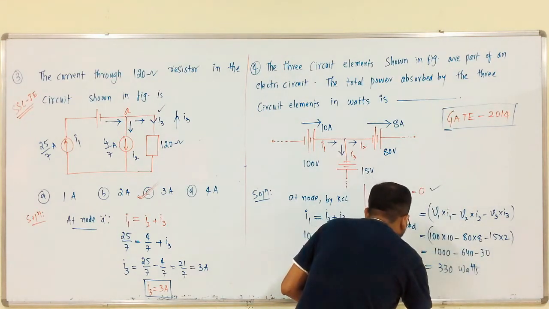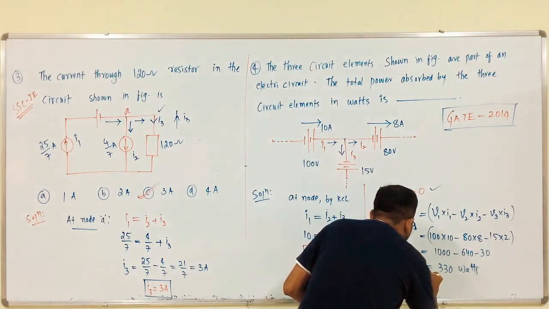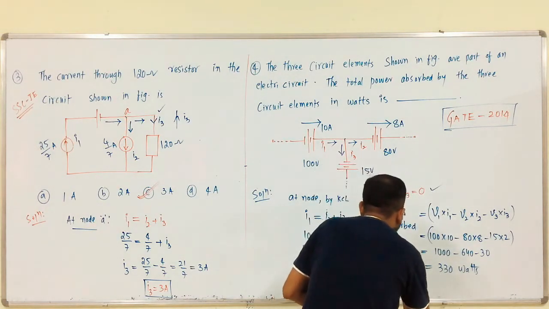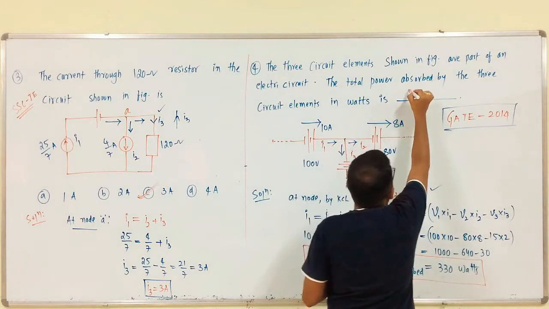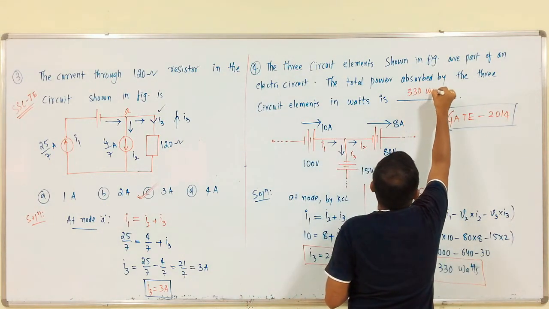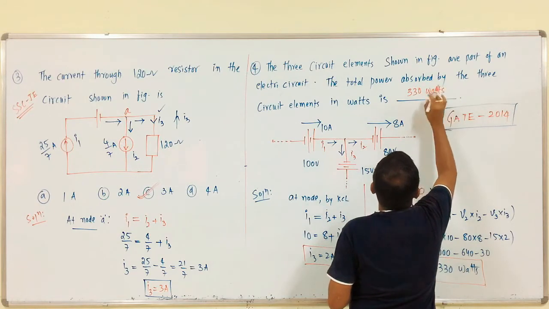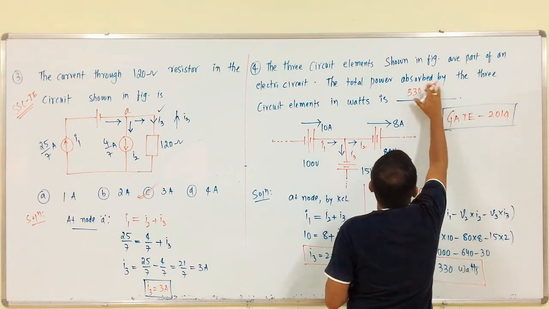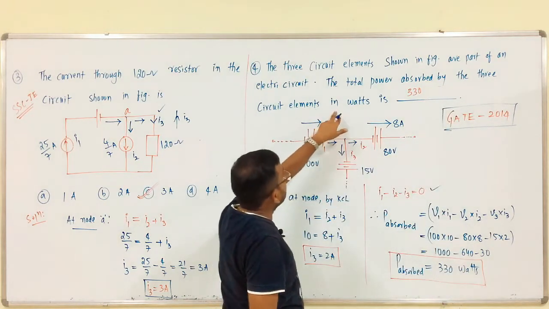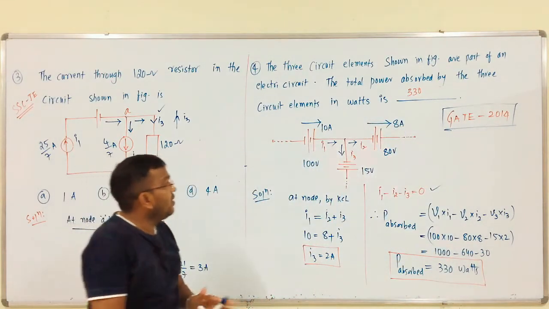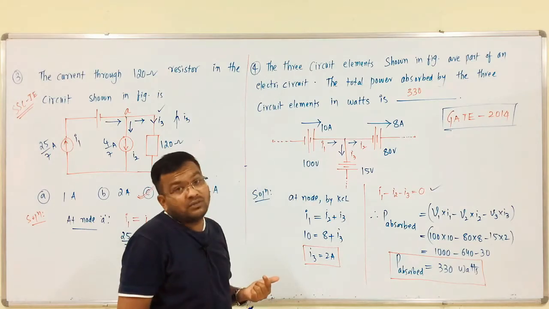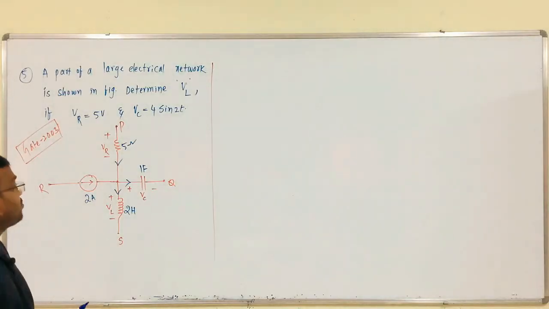Total power absorbed is equal to 330 watts. This is the answer. So, already what is given, no? The total power in circuit elements in watts is 330. So, this is the previously asked problem in GATE 2014. Now, we have to discuss the next problem.